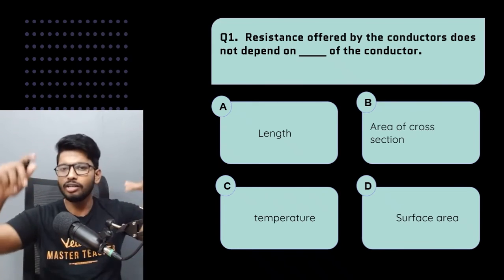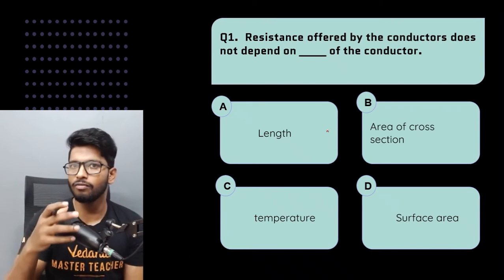Resistance offered by a conductor does not depend on dash of the conductor. Resistance does not depend on which of these factors?